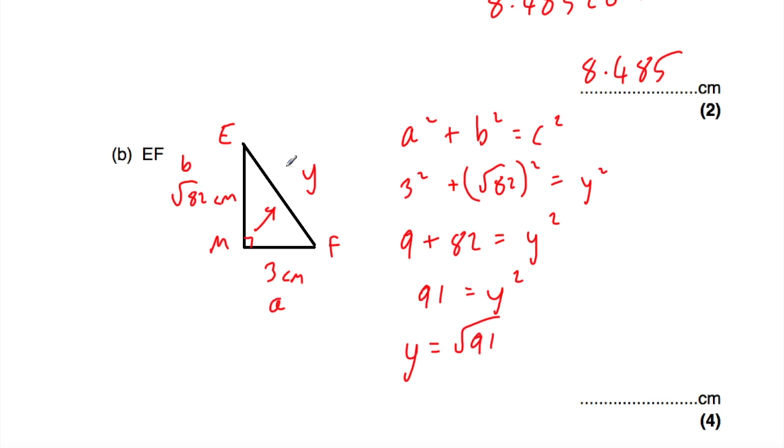And that's it. So that's what EF would be. So this measurement here, this length here from E to F would be root 91. So the square root of 91, which as a decimal number is 9.539392014 centimeters. And that's it.